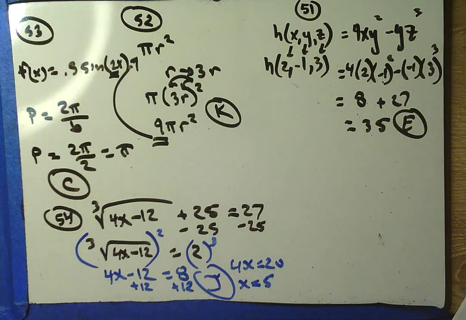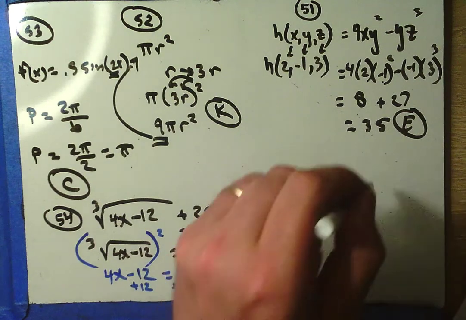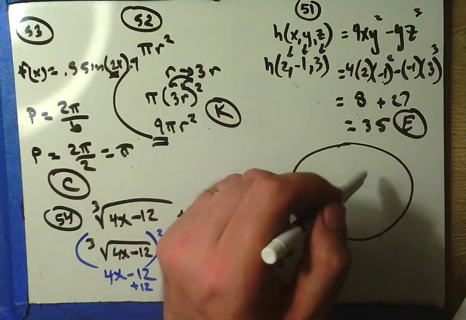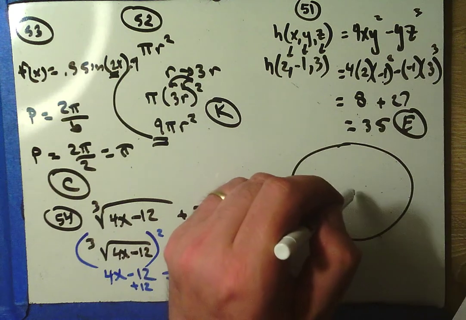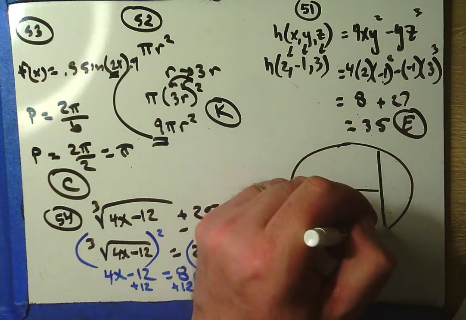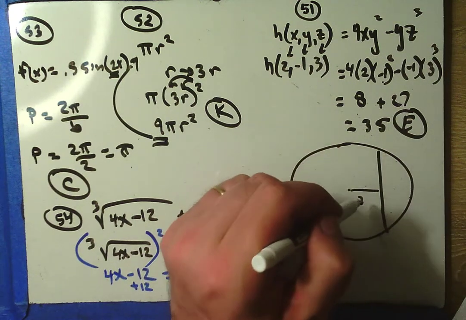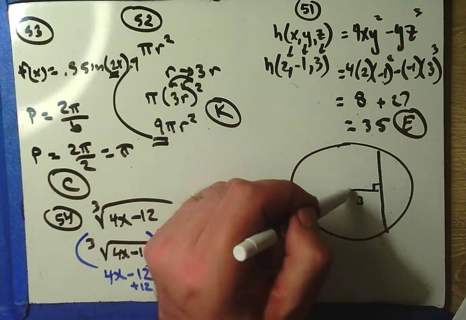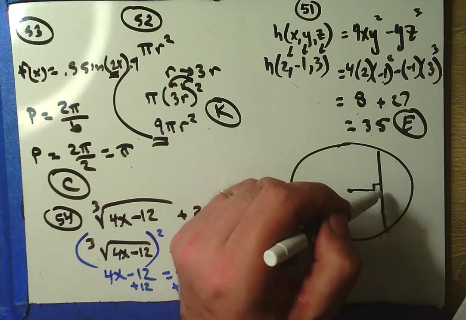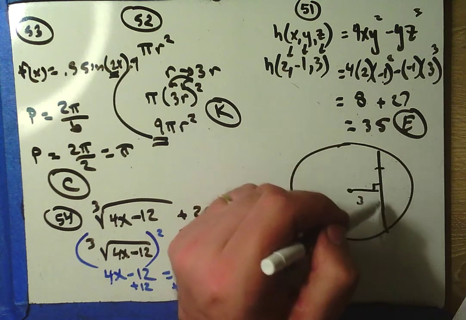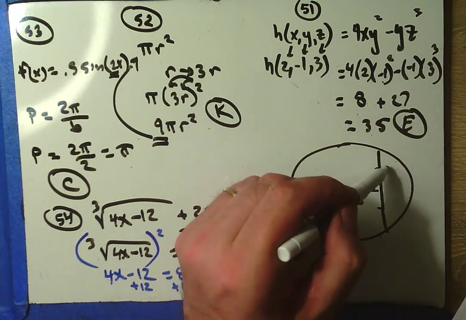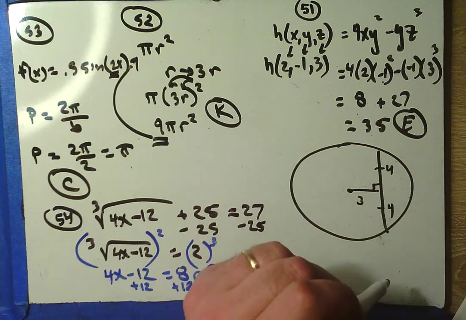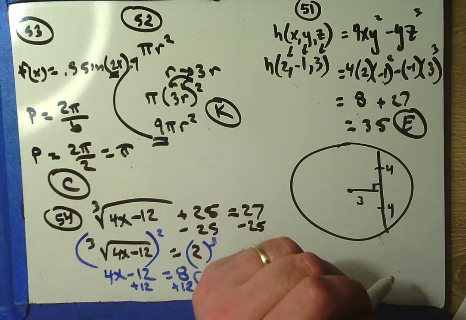How about 55? Can I get 55 in here? Maybe. We've got this picture, we've got this center, we've got a distance to a chord. This is 3. We're told that the chord is 8. We know that this radius from the center is perpendicular to the chord, and therefore it bisects the chord. This becomes 4 and 4. And they'd like to know the area of the circle.